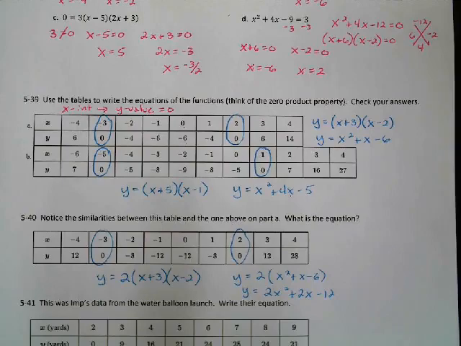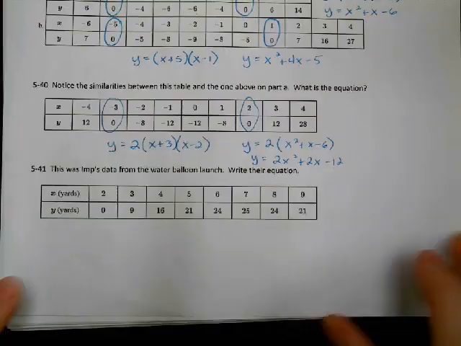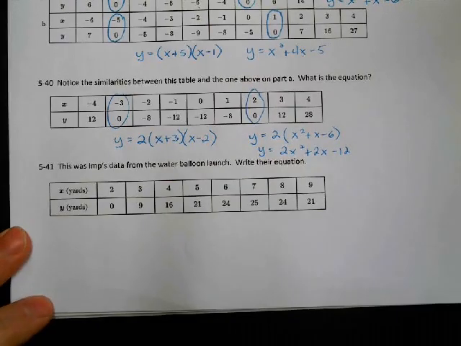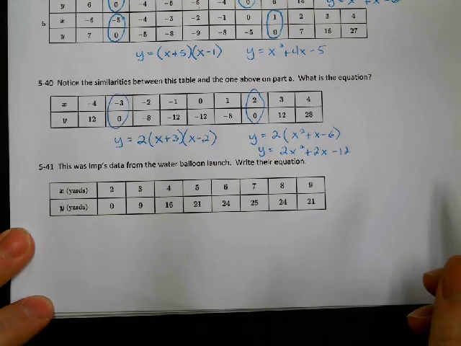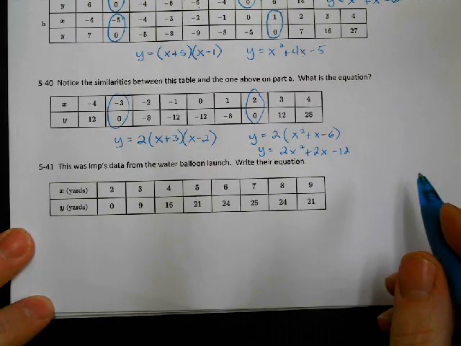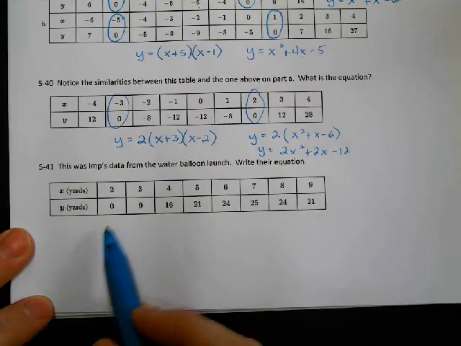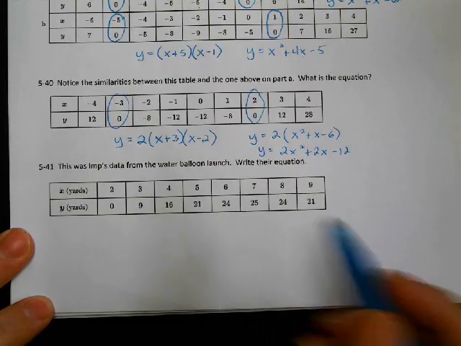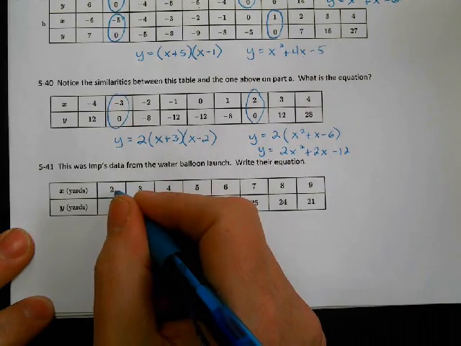Last one. All right, we did a water balloon launch on a previous lesson. Here's their data. We're going to write an equation for it. We've got a slight problem here. We don't have the y-intercepts. Well, I mean, we do. We have one of them, or the x-intercepts. We have one x-intercept right here.